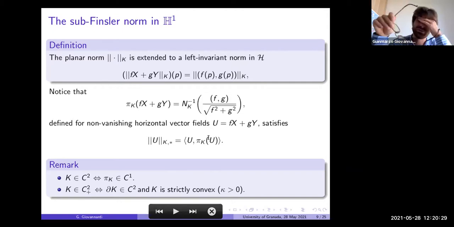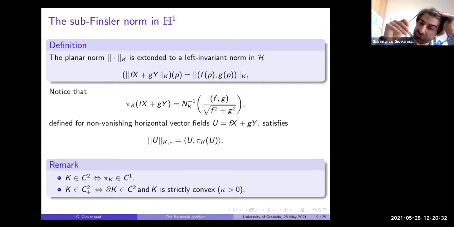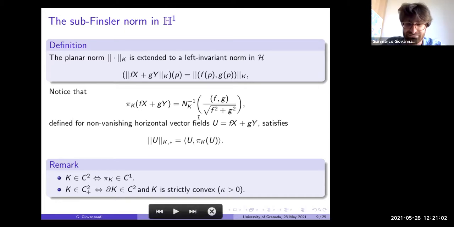So if K is C2, so the boundary is C2, the Gauss map is C1, and so the inverse of the Gauss map, that is pi K, is C1. Along this talk, we will assume that K is C2 plus. And by C2 plus, I mean that the boundary is C2 and K is strictly convex. So the geodesic curvature of the boundary is strictly greater than 0.